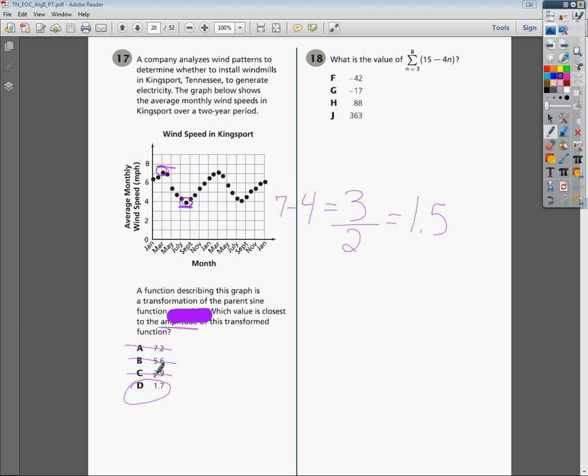So the amplitude on a graph, that's the best way and the quickest way to find it.